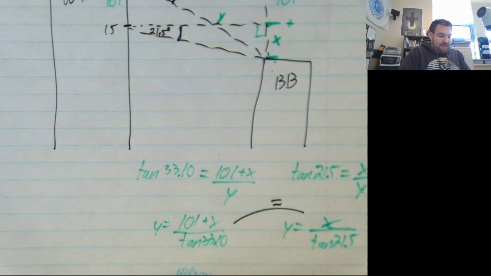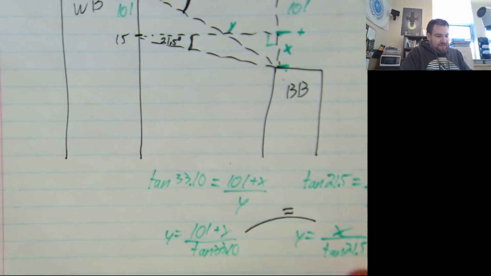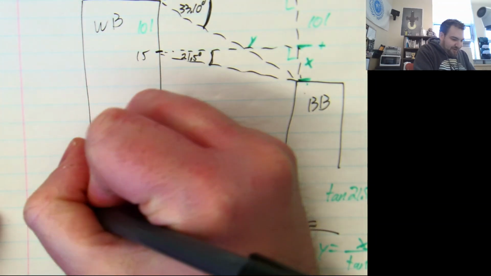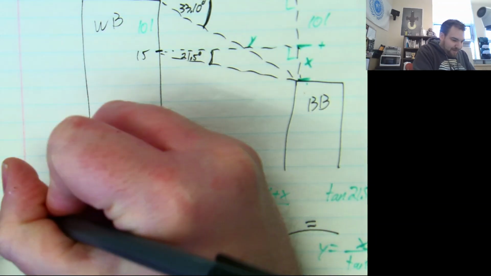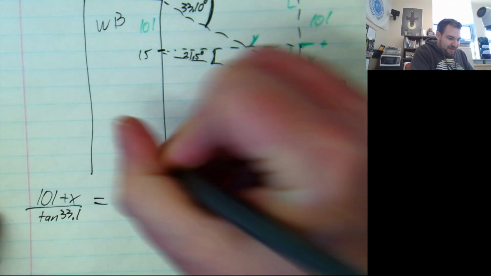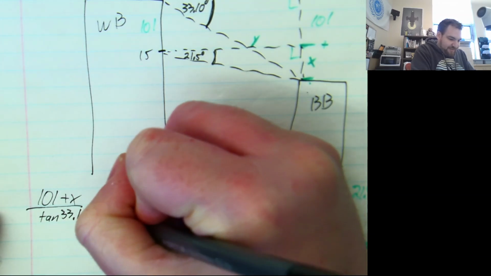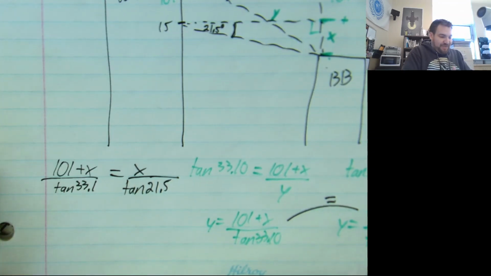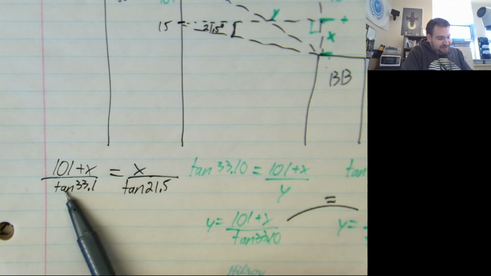And so you're going to get this awful-ish expression where you have 101 plus x over the tan of 33.1 is going to equal x over the tan of 21.5. And now this is the thing you have to solve. At this point, it's just algebra. This guy's going to multiply up. This guy's going to multiply up.